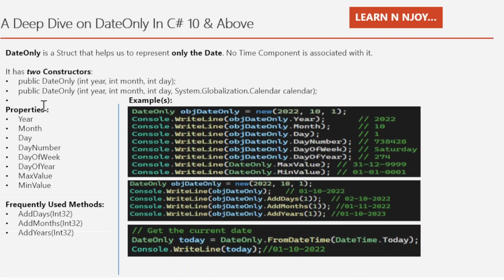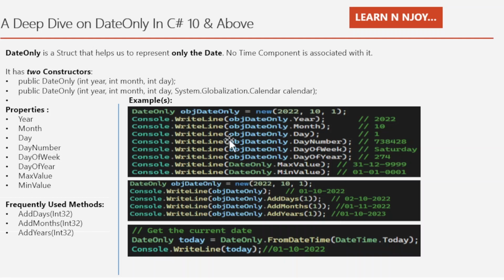DateOnly has a couple of properties and methods. Properties like Year, Month, Day, DayOfWeek, DayOfYear, MaxValue, MinValue. The last two properties can be accessed with the DateOnly struct only, but others can be accessed with a DateOnly object. The frequently used methods are AddDays, AddMonths, AddYears. Okay, let's try to understand their uses with the help of examples.